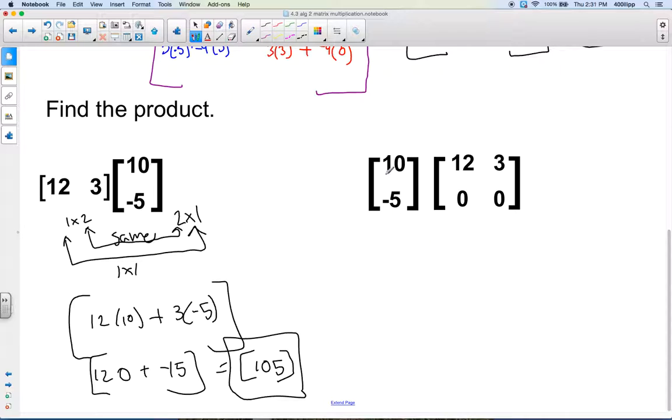This one here, let's look at the dimensions. We look at the dimensions first, always, right? This is a 2 by 1, right? 2 rows, 1 column. And this here is going to be a 2 by 2. So we look at the inside numbers here and cannot multiply this out because these are not the same. Okay? So there is no product of this. If it was switched and this 2 by 2 is on the other side, then you could multiply them. But in this case, you cannot multiply them.